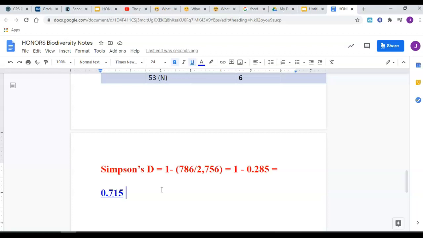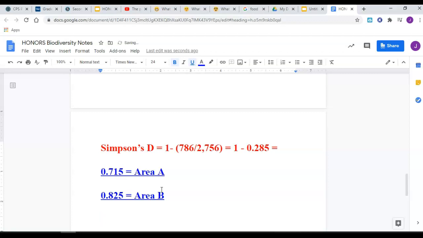Let's say for your project, you're going to have to calculate the biodiversity of 2 areas. So you're going to have to do this table twice, likely with lots more organisms in it. Maybe the other one you calculated was like 0.825. Okay. So now you've got, maybe this was area A, and maybe this was area B. So the type of question you might be asked is, which area has more biodiversity, and how do you know?